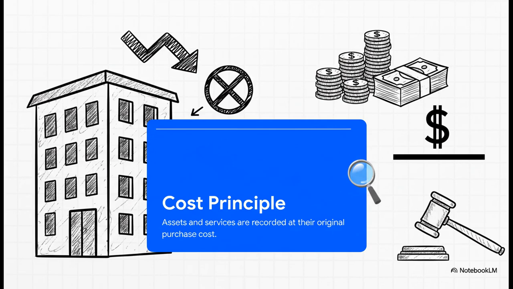And that leads us perfectly into the cost principle. Assets are put on the books at their original historical purchase price. You know, the market value of a building might go up and down like a yo-yo, but the price you paid for it, that's a solid, verifiable fact. This principle makes a clear choice. It goes for reliability over the often changing relevance of market values.